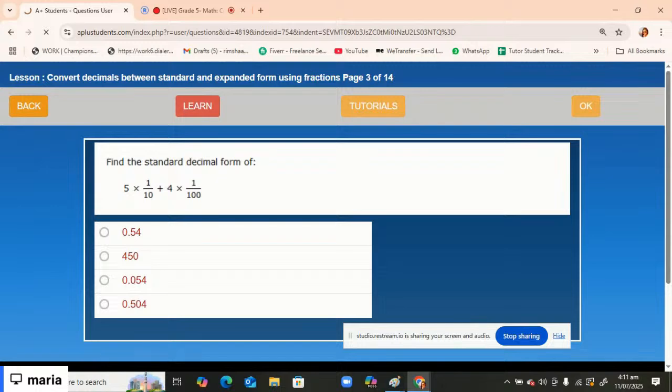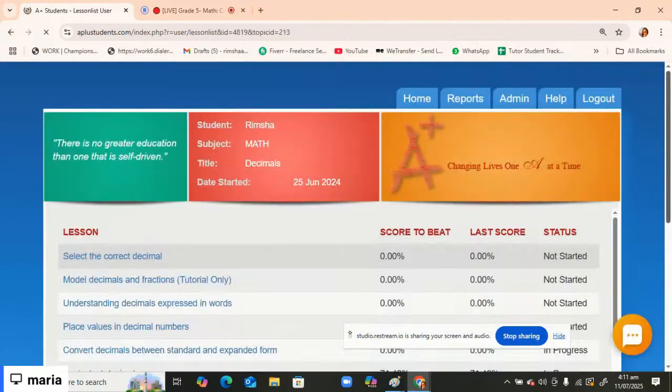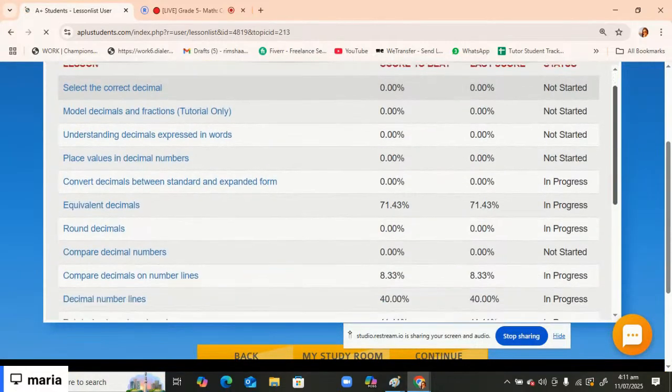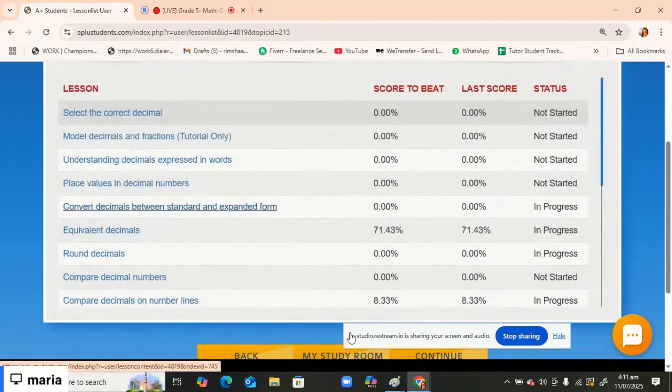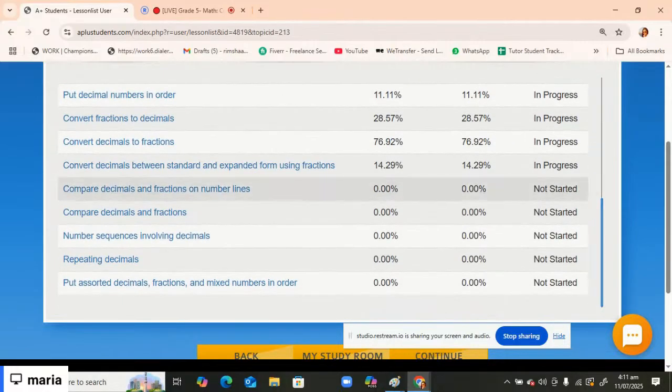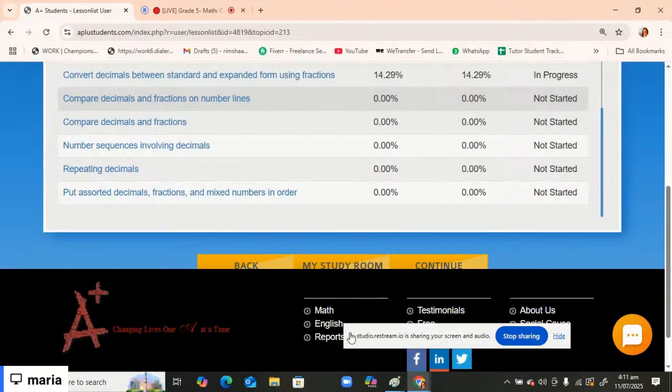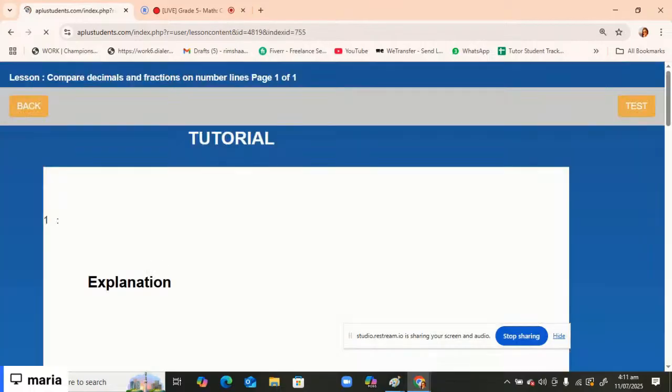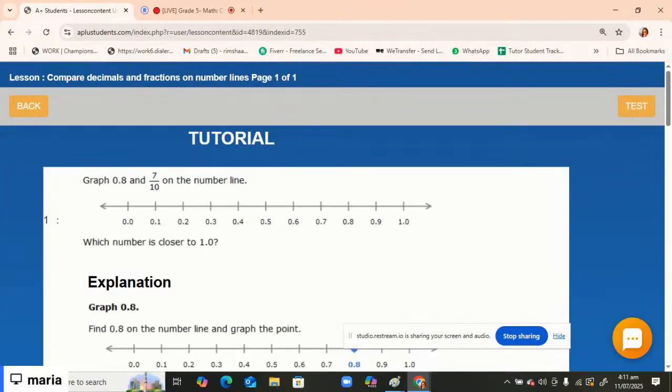Okay, now let's go back. Hope you guys understand this lesson. So let's start the next. Compare decimals and fractions on the number line. Graph 0.8 and 7 by 10 on the number line.